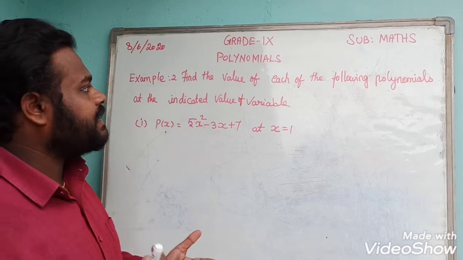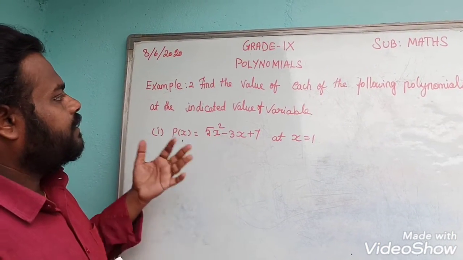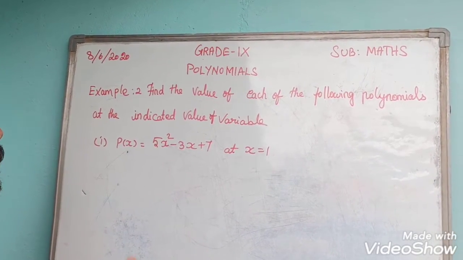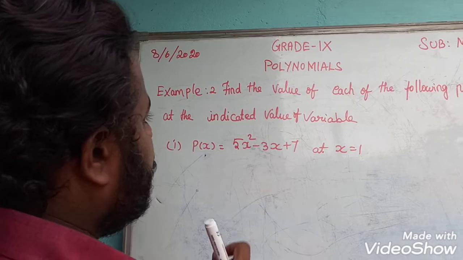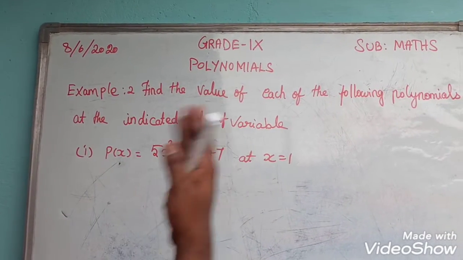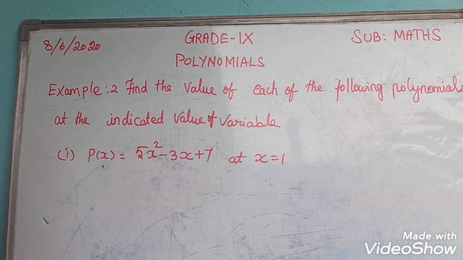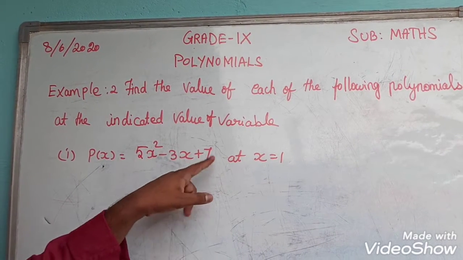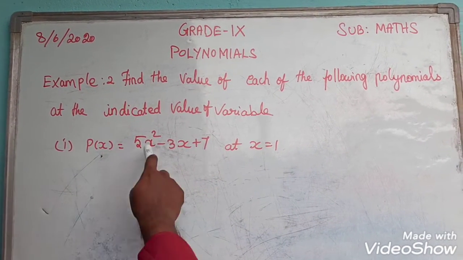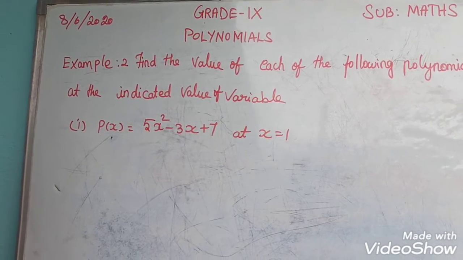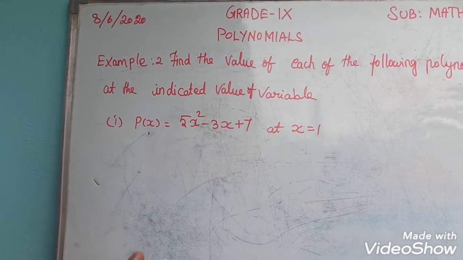Okay students, last class I explained the first exercise. Now we have to see the zeros of polynomial. How to find out the zeros of polynomial? Find the value of each of the following polynomials at the indicated value of variable. Here 5x square minus 3x plus 7 is the polynomial. Instead of x, we have to substitute x equal to 1.